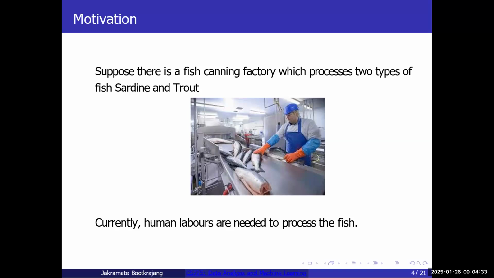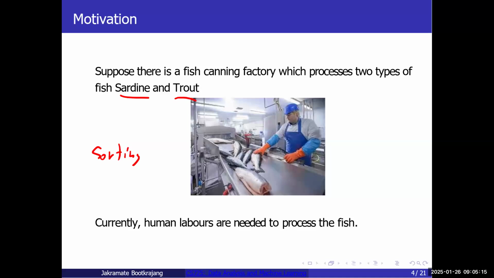Because you have like a can of sardine, you have a can of trout. So you want to be able to separate these two fish, right? So at the beginning, what we have human, right? A human will go to each fish at a time and make a decision if this fish is a sardine or is a trout, right? So it's basically a sorting process, right? There's a sorting facility that you have people work on in the factory.